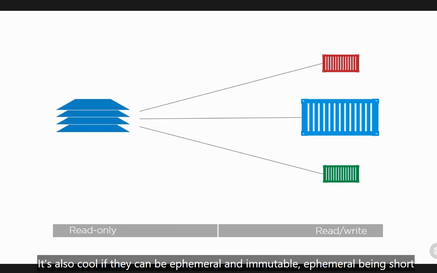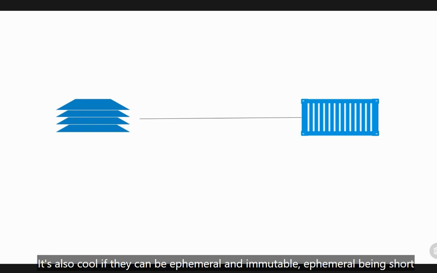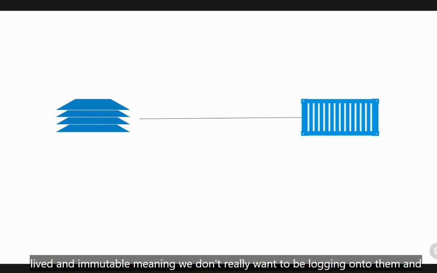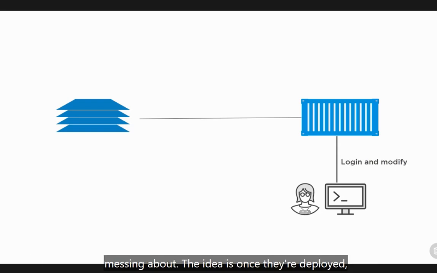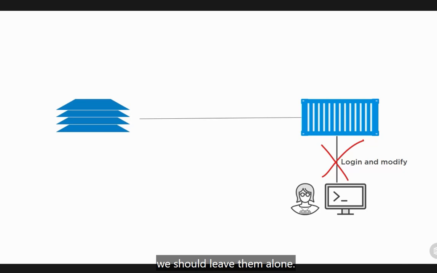Brilliant. It's also cool if they can be ephemeral and immutable. Ephemeral being short-lived and immutable meaning we don't really want to be logging onto them and messing about. The idea, right, is once they're deployed, we should leave them alone. If we need to do a fix, you know what? Build a new image and deploy a new version. Keeping it short, what else?